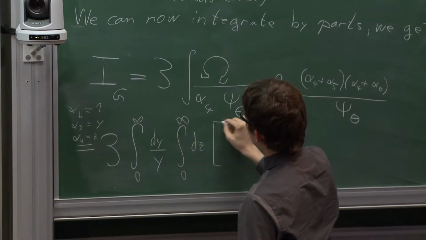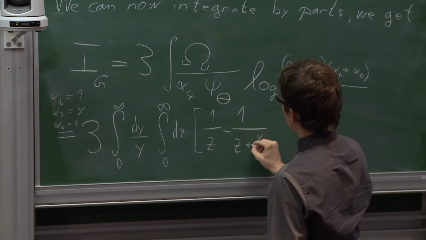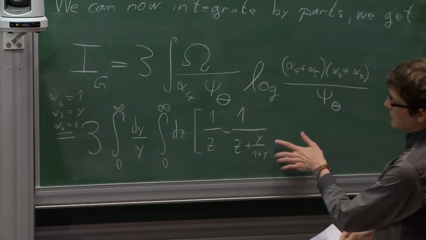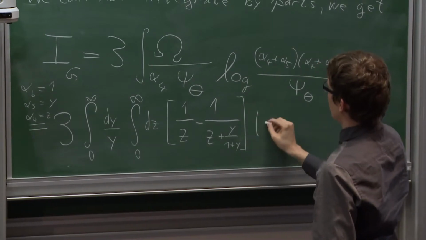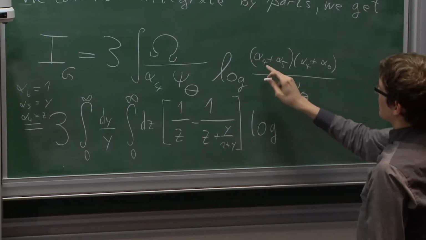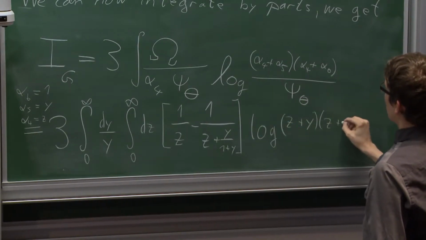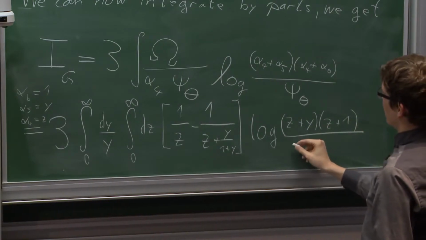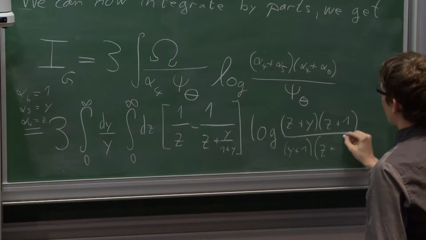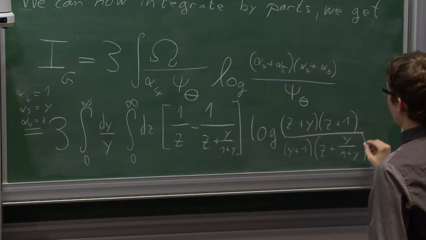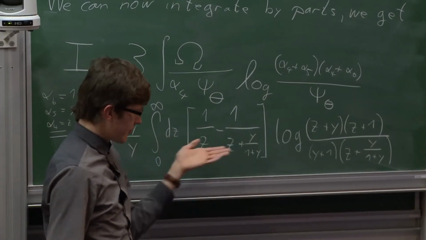So this comes from the sunrise polynomial if you do these substitutions and do the partial fraction decomposition. And then here we just get z plus y, z plus 1, and y plus 1, z plus y over y plus 1. Okay. So we boil down the computation of this integral to this 2-dimensional integral over a logarithm.